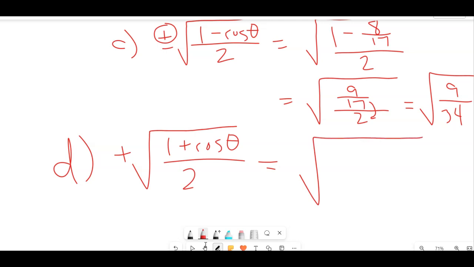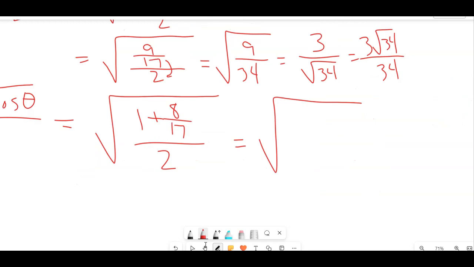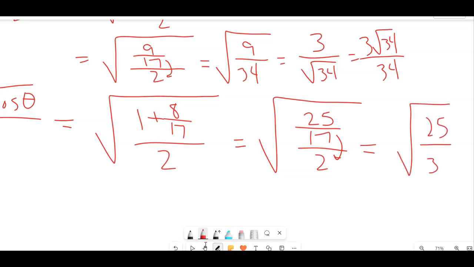So instead of subtracting 8/17, I add 8/17 this time. All right, 8/17 plus 1 is 25/17 over 2. And then again, 17 comes down here, joins the 2, that'll give us a 34. So that gives me the 25 over 34. All right, the square root of 25 is 5 over the square root of 34, but just like before, we're going to rationalize. That's going to give us 5 square root of 34 over 34. Right, again, quadrant 1, so all this is positive.